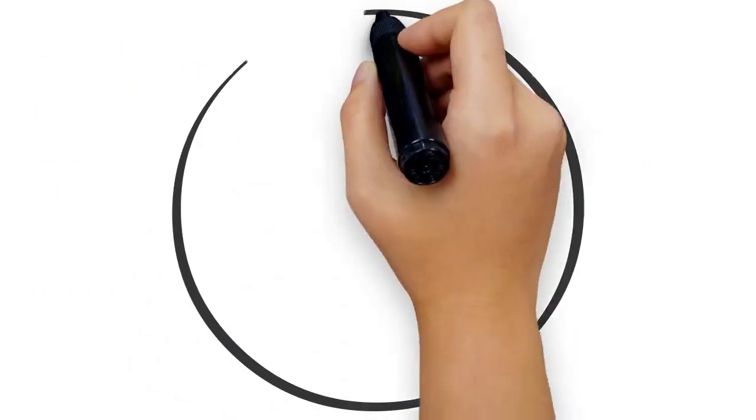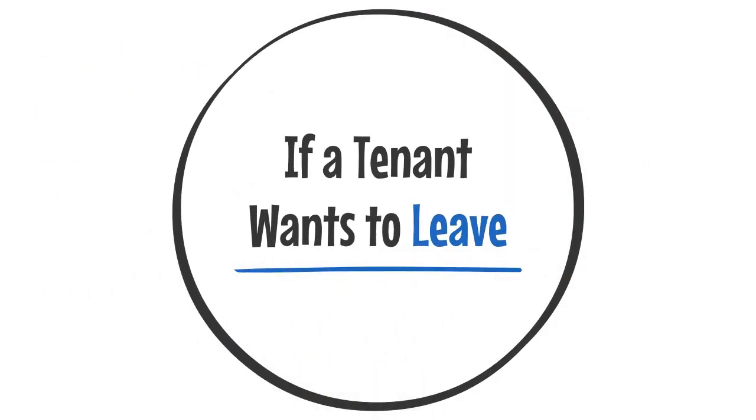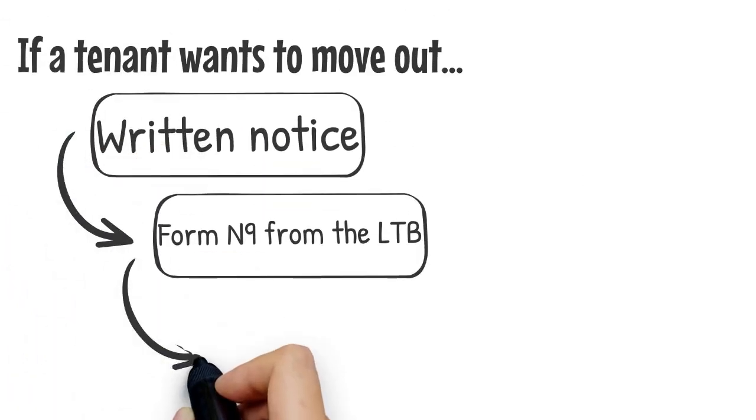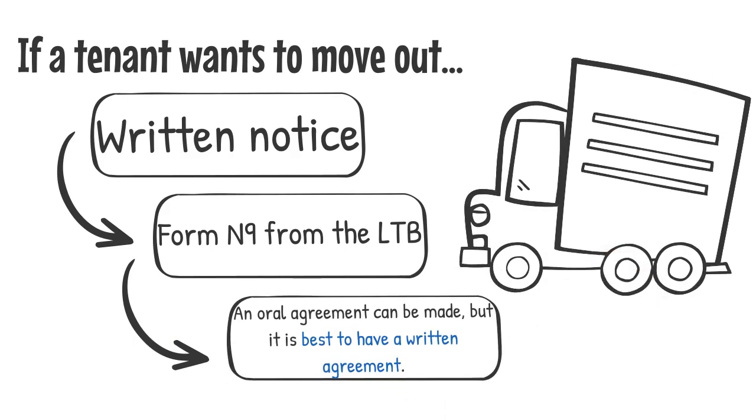If a tenant wants to leave. If a tenant plans to move out, they must provide their landlord with a written notice. The proper form for this notice is Form N9 and is available from the Landlord and Tenant Board. However, an oral agreement can be made to end the tenancy early, but it is best to have a written agreement.